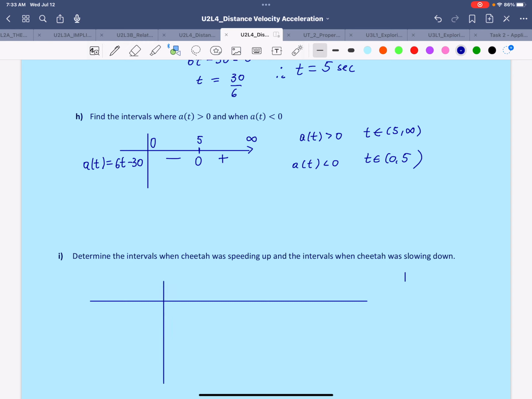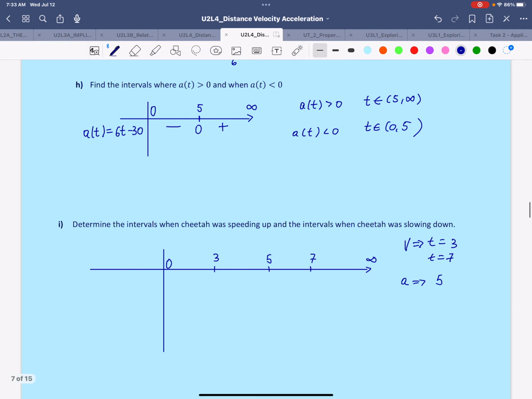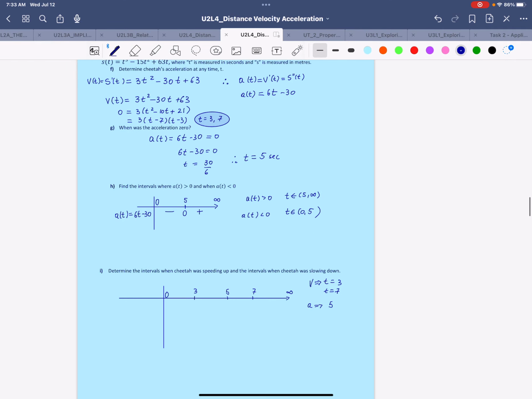So for velocity, we have the key values at t equals 3 and 7, we said. And for acceleration, we have the key values at 5. So 3, 5, and 7 are all going down on this number line in order from lowest to highest. And the scale doesn't matter, as always, right? You remember that. So we're going to start off with the factors of velocity.